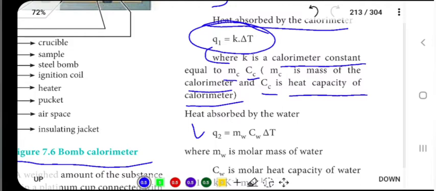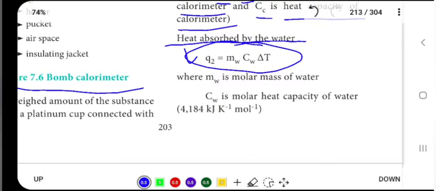Now second, we are going to check the heat absorbed by water, that is Q2 equal to MW Cw delta T. Here MW is the molar mass of water and Cw is the molar heat capacity of the water. Molar heat capacity is 4184 kilojoule Kelvin power minus 1 mole power minus 1.